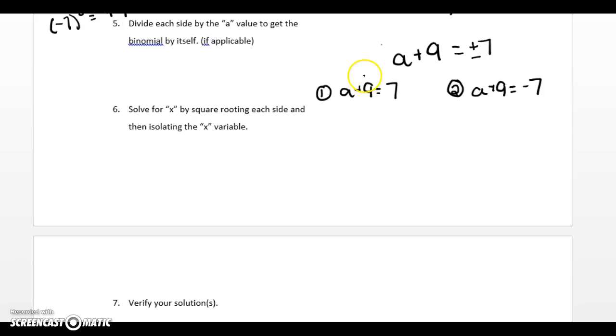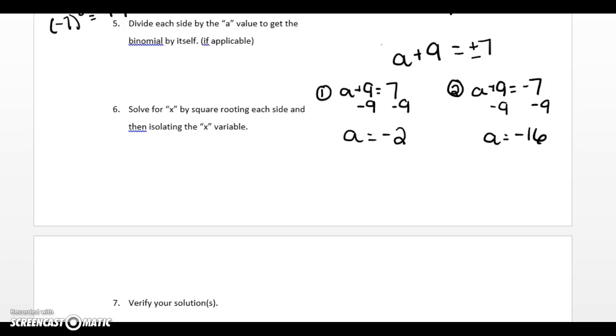So to solve for a, in our first little example here, we're going to subtract 9 on each side. So we get a is equal to negative 2. And same thing with our second scenario, we're going to subtract 9 on each side, but in this case we'll get negative 16. So a is equal to negative 2 and a is equal to negative 16 are the two solutions to this equation.